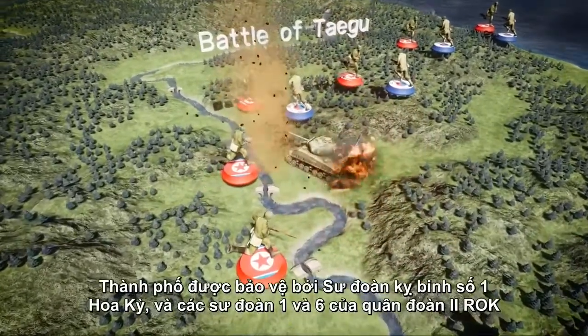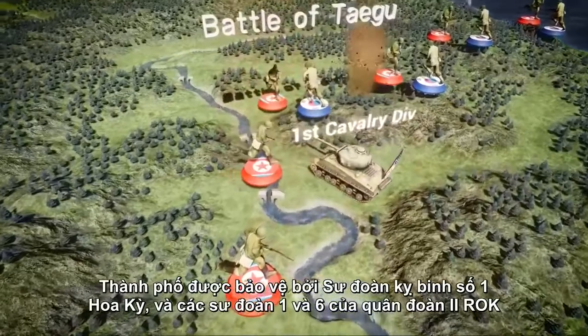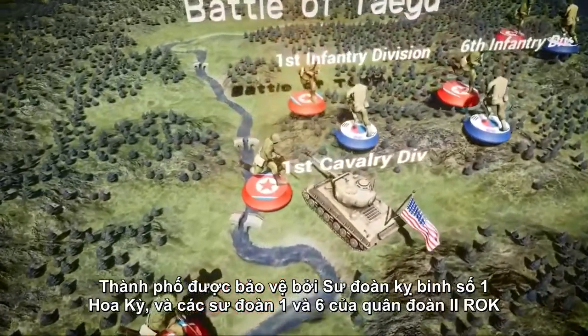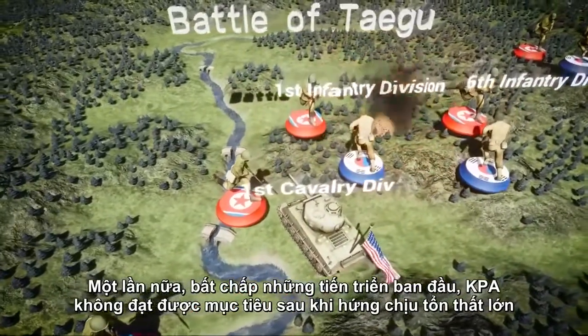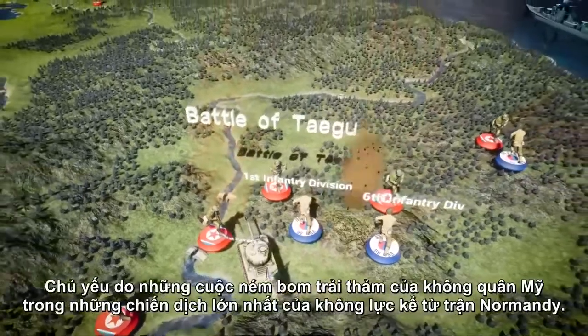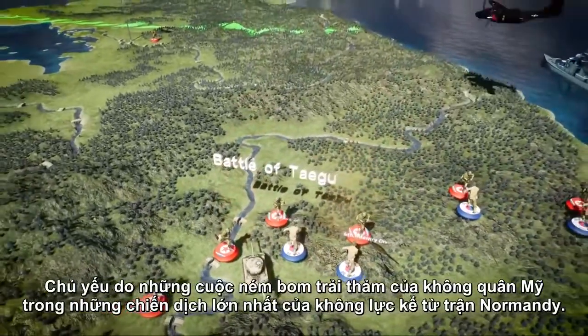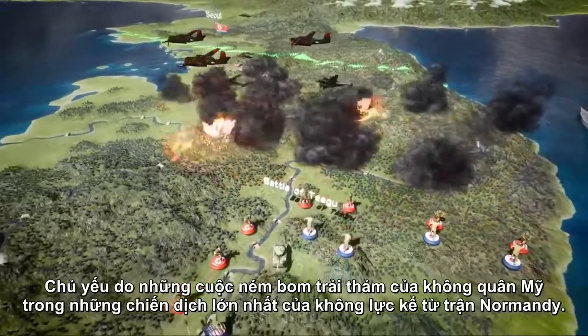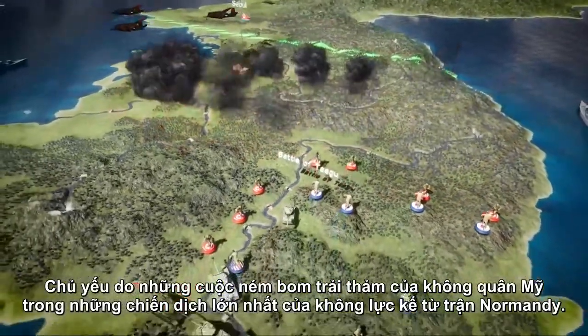The city was defended by the US 1st Cavalry Division and the ROK 1st and 6th Divisions of the ROK 2nd Corps. Again, despite initial advances, the KPA failed to achieve its aim after suffering significant casualties, largely due to carpet bombing conducted by the US Air Force in the largest Air Force operation since the Battle of Normandy.